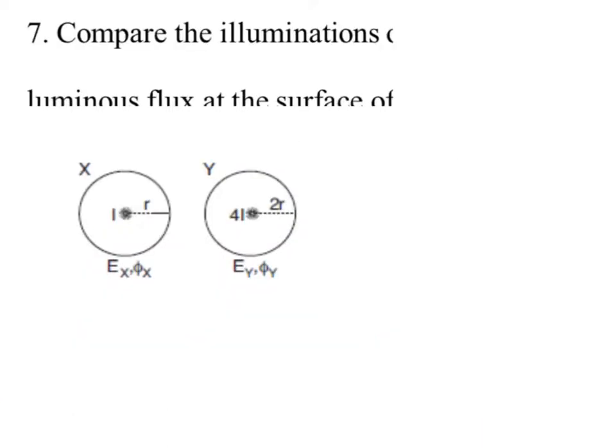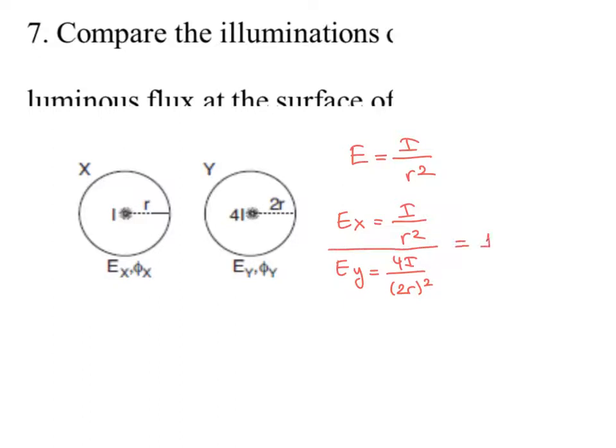In this question, we are going to find the ratio of the illuminations and the luminous fluxes. Now, illumination is equal to the light intensity over distance squared. So, EX is equal to I over R squared. EY is equal to 4I over (2R) squared, which is equal to I over R squared. So the ratio will be equal to 1.